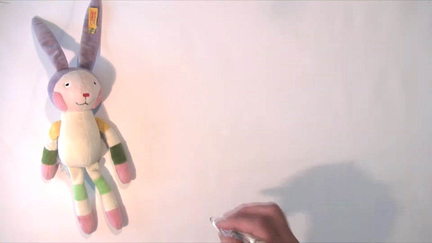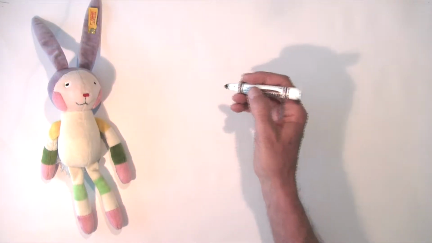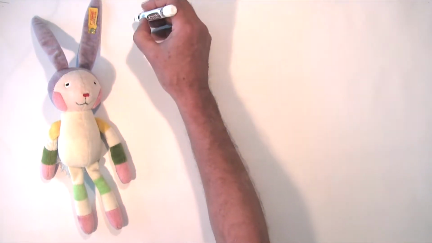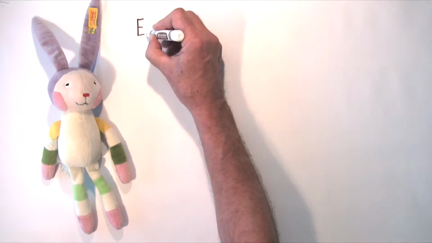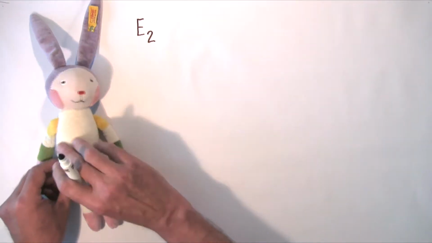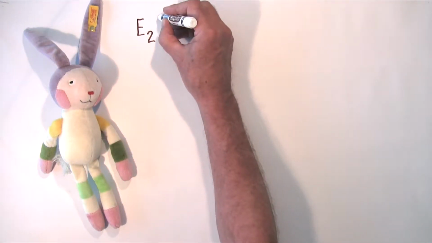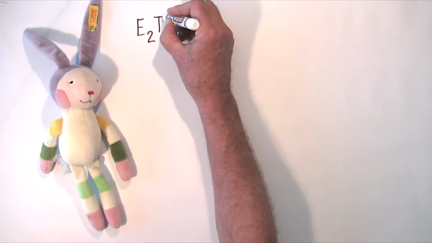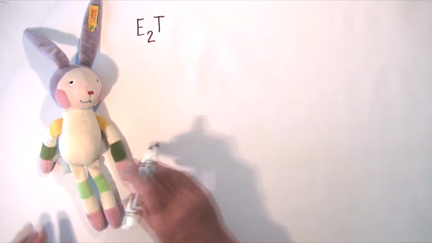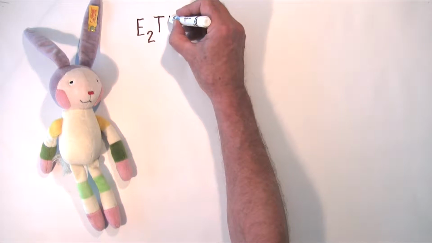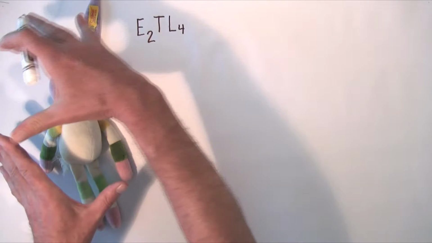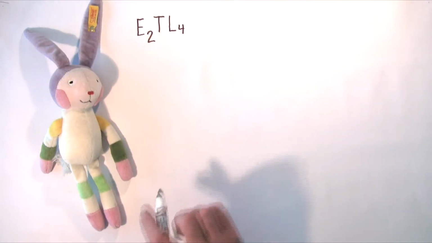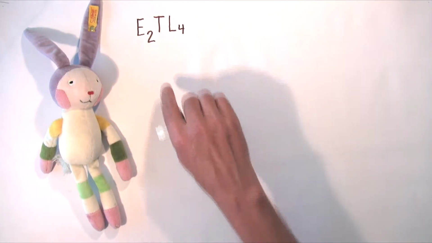Okay, this rabbit has 2 ears, so we would put E for ears, and there are 2 of them. It has 1 bushy tail. We put a T. We don't need a subscript for the 1. And there are 4 legs, so we have L for legs, and there are 4 of them. So now we've taken this entire molecular bunny and broken it down into its components: 2 ears, 1 tail, 4 legs.